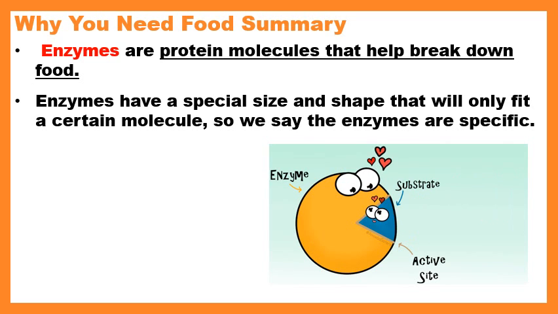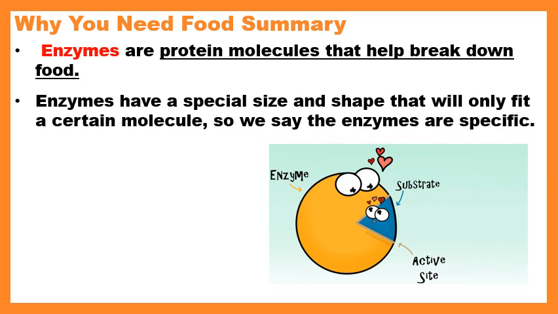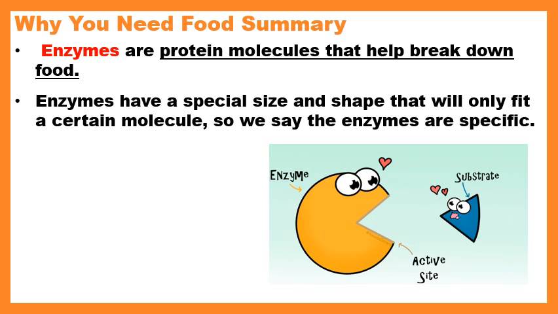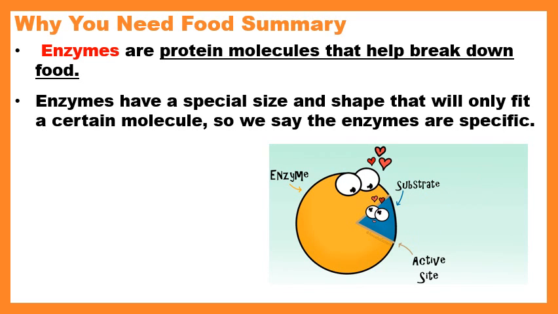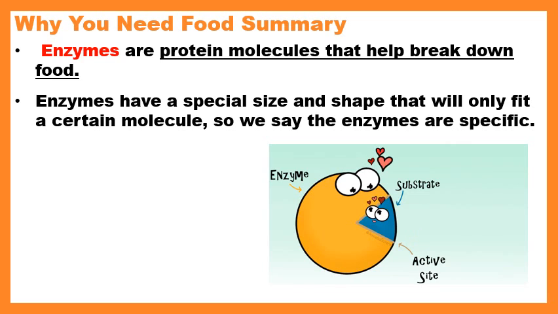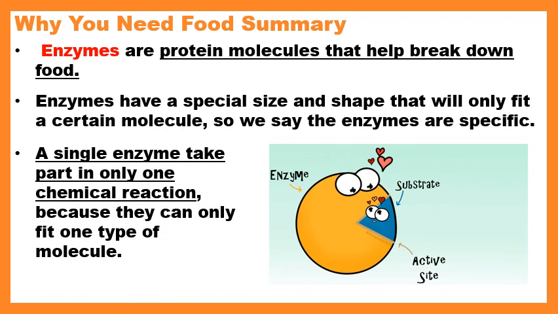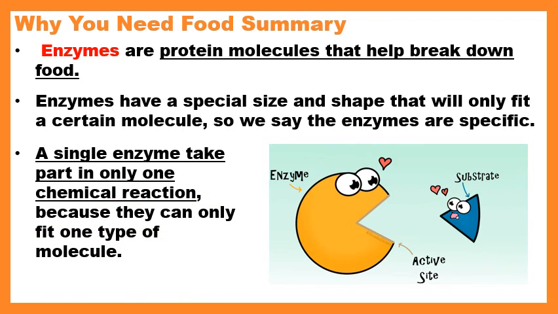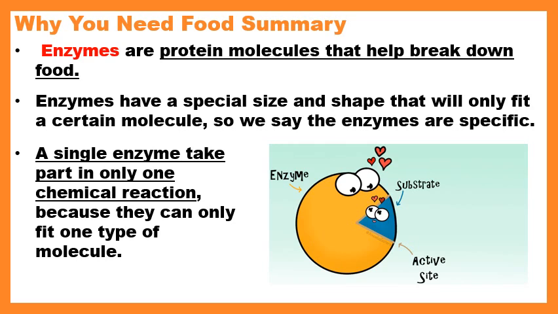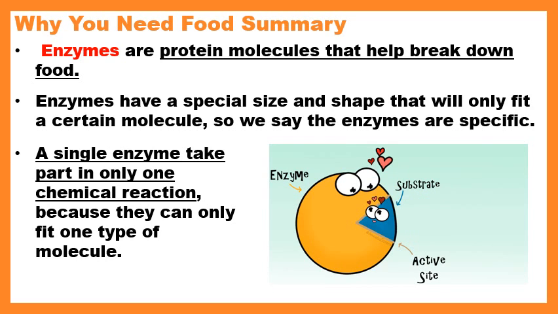You can see that this enzyme, which has a triangle-shaped mouth, is fitting in that little triangle molecule perfectly. And again, an enzyme can't change its shape. So if it's shaped like a triangle mouth, it's going to stay like that for its entire life. A single enzyme takes part in only one chemical reaction because it can only fit one type of molecule.